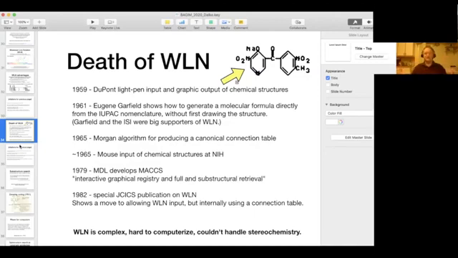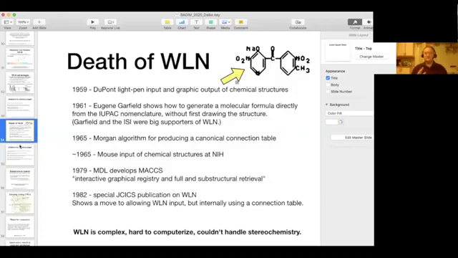Graphical inputs started to happen. Canonicalization happened in the 60s as well. So now you didn't have to follow some elaborate set of steps to give a unique name. You could just put it into the algorithm. By 82, there was a special JKX publication on WLN, with lots of people, like Wiswesser, talking about the next 20 years of WLN.